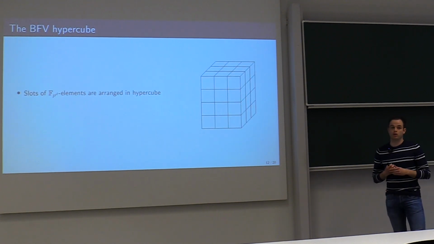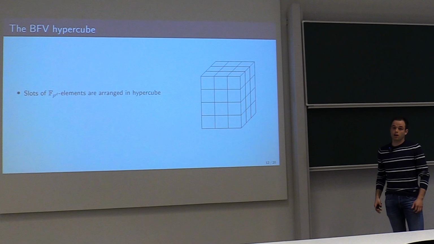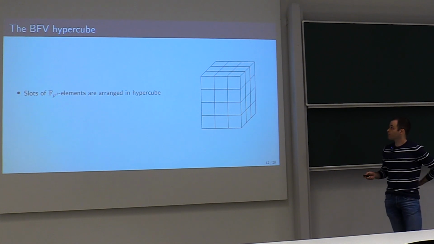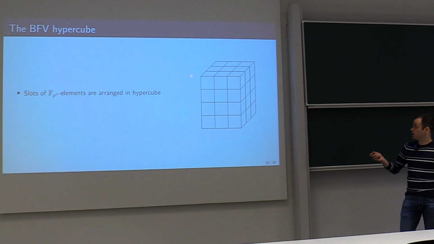Okay, now I would like to talk a little bit more about this ciphertext packing and this hypercube structure. And I will start with a regular BFV example. So in this example on the slide, we see a 3 by 3 by 4-dimensional hypercube. And the idea is that each of these mini cubes here encrypts one finite field element.